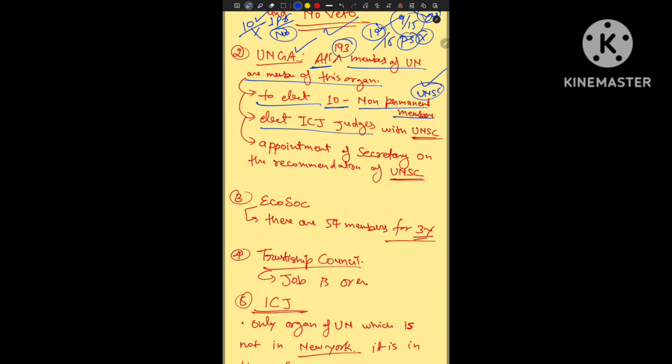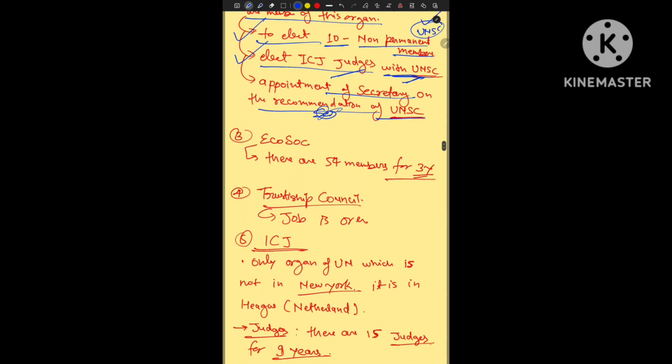They also elect the International Court of Justice judges, with the help of the United Nations Security Council. So there are 2 jobs: they elect the 10 non-permanent members of the UNSC and the judges of the ICJ, who are appointed on the recommendation of the Security Council. They also appoint the Secretary General, who takes care of the Secretariat.